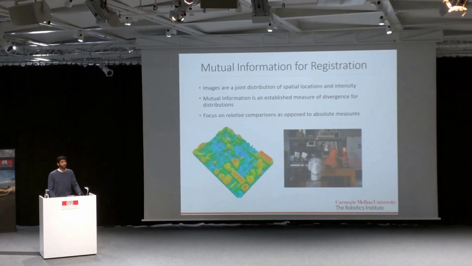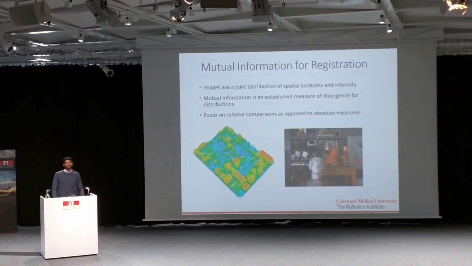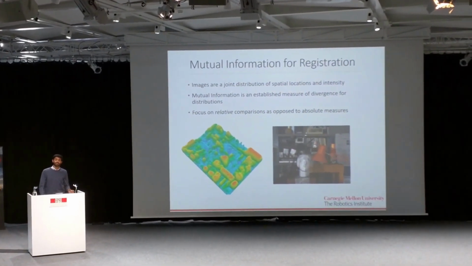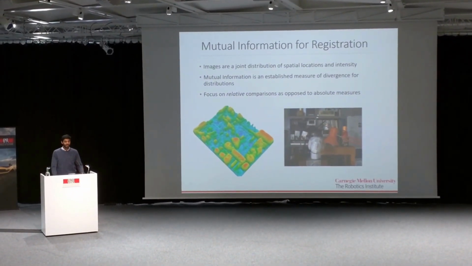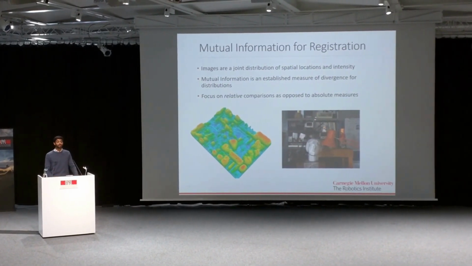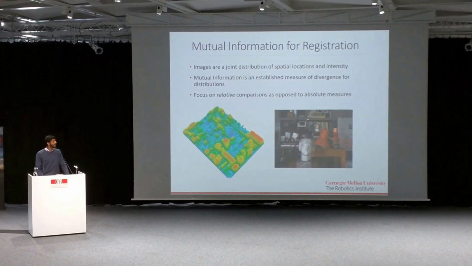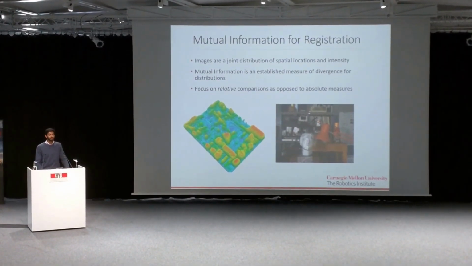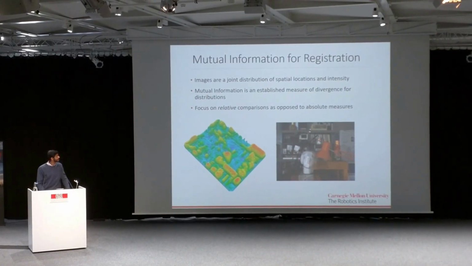The solution that we think works for this is treating the images as a distribution, a joint distribution of spatial locations and pixel intensities. Once you think of images in this way, you can look at a different measure of divergence in the same Lucas-Kanade tracking framework. Mutual information serves as a very reliable divergence measure for exactly this purpose.